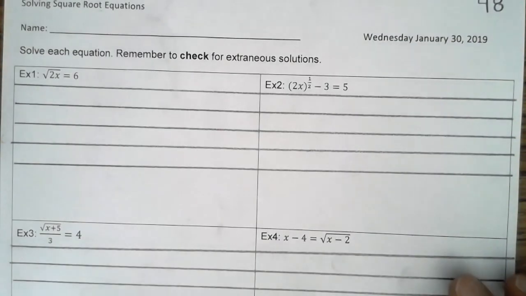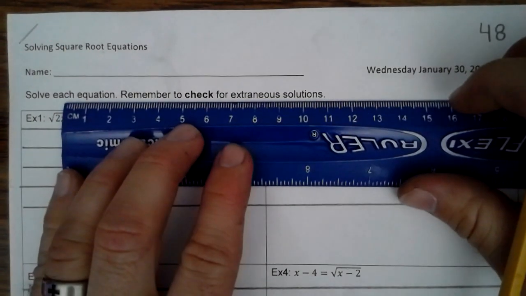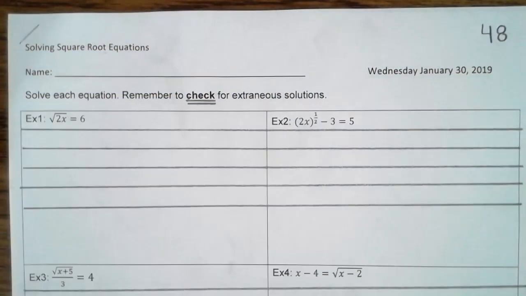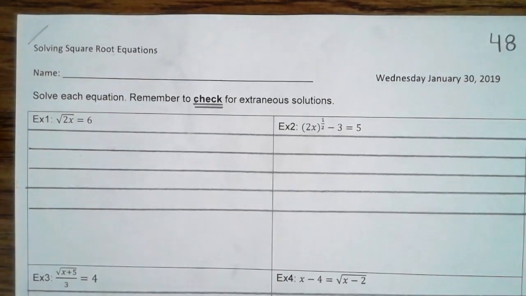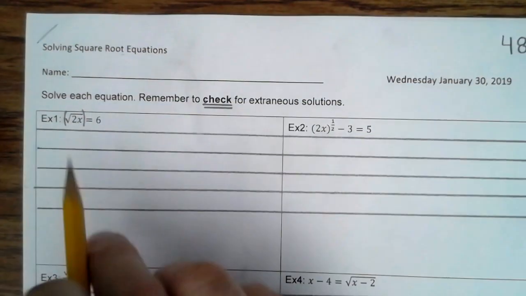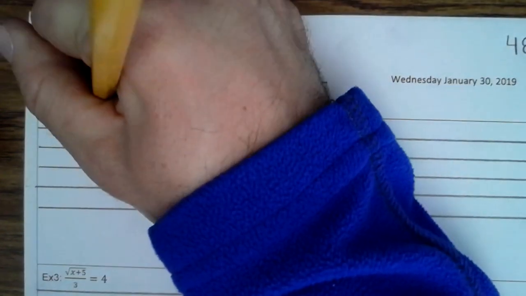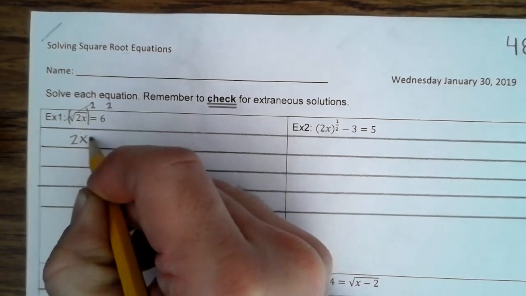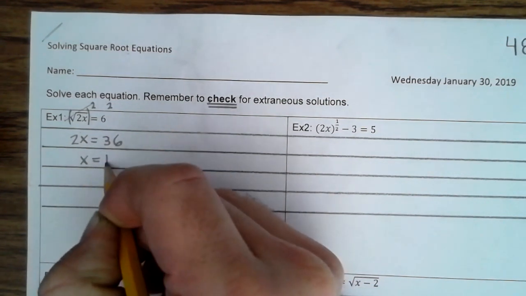Let's take a look at our examples. All right, solve each equation. Remember to check for extraneous solutions. Okay? All right. Now, example 1. We're going to isolate the square root, which it already is. Now we're going to square both sides. When you square this, it becomes power of 1, so you have 2x equals 6 squared, which is 36. Divided by 2, x equals 18.